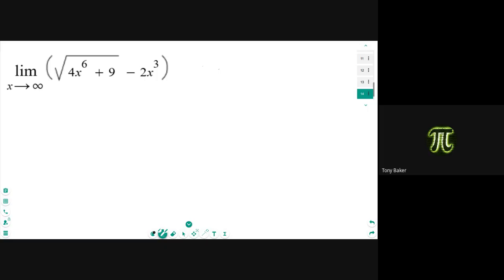One of the methods that we talked about in one of the previous limit problems, when we had square roots and things in it, was the conjugate pair. The conjugate pair allows us to get rid of the square root by using the difference of squares rule. So if I multiply this by the square root of 4x to the 6 plus 9 plus 2x to the third, that would clean up the top.